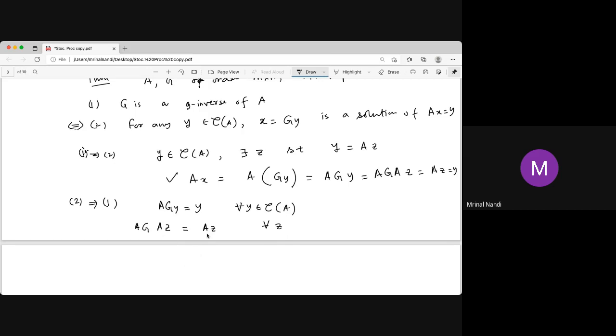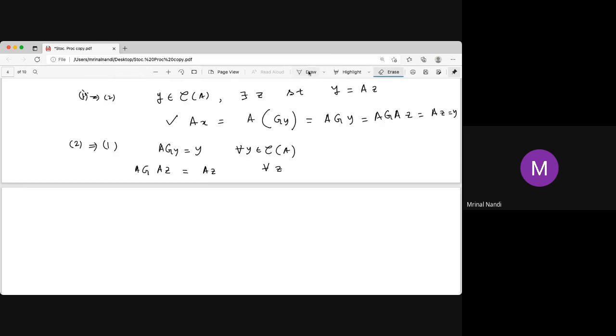What is the idea? The idea is this. You take Z as the ith column of the identity matrix. So first choose your Z equal to 1 0 0 0. Say Z1 is this. Then Z2 is 0 1 0 0 0, and so on.